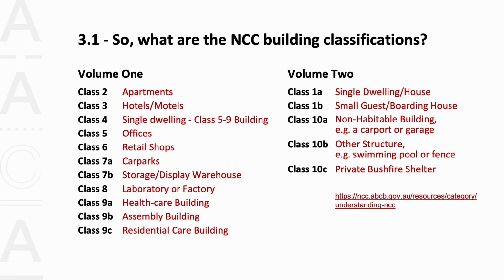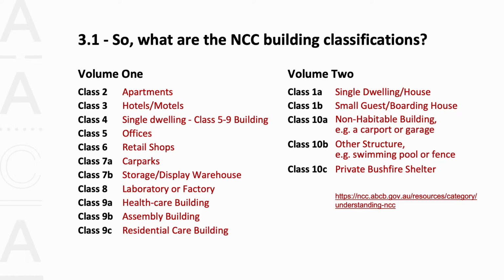Volume 1, which you can see here on the left, is usually thought of as covering commercial building classifications. Volume 2 on the right is thought of as covering the residential building classifications. You may have also heard people in the industry refer to Volume 2 as the housing provisions. This separation is not hard and fast. In particular, there are some disability access provisions in Volume 1 that may also apply to Class 1B buildings, which are otherwise covered in Volume 2.